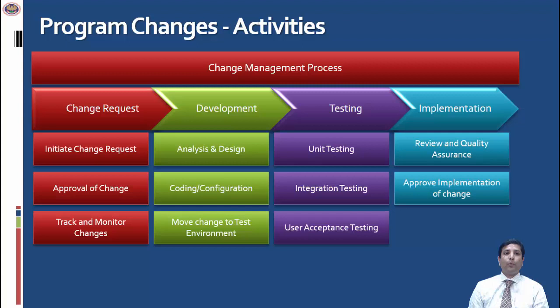The next stage would be to approve the implementation of change. Once all the review and quality assurance is performed, typically the IT manager, or the head of IT, or a manager in charge of implementation of changes will provide an approval for the change to be implemented in the production system. For this, it is required that only people who have access to production will be able to implement the same. And finally, after all the approvals are provided, the change is moved to the production environment from the test environment.